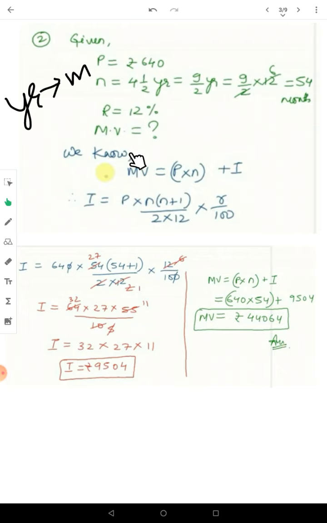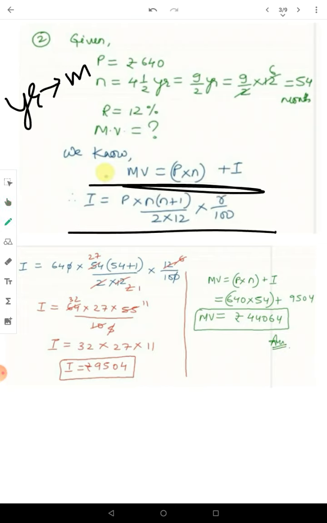We have to find maturity value. We know maturity value is equal to P into N plus I. Right? We know this formula, right? I is P into N, N plus 1 upon 2 into 12 into R upon 100. Right? Now let's see I. We have to calculate I.